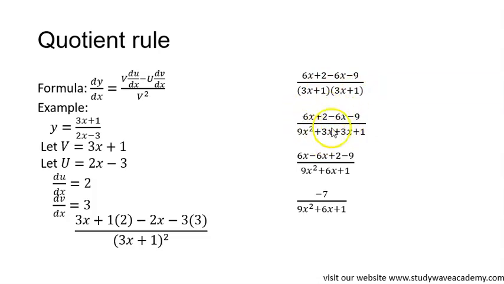We simplify further again, collect like terms, add and subtract if needed. So here we have 6x and minus 6x. So we take them, 6x minus 6x plus 2 minus 9 all over 9x squared. 3x plus 3x is going to give us 6x, so plus 6x plus 1. 6x minus 6x is 0, it's nothing. So 2 minus 9 is going to give you minus 7 over 9x squared plus 6x plus 1. So this is the final answer.